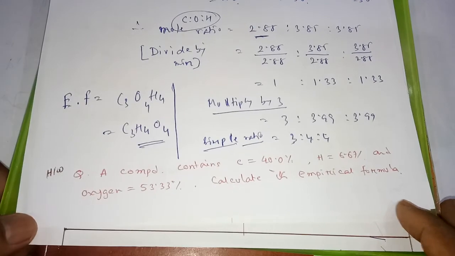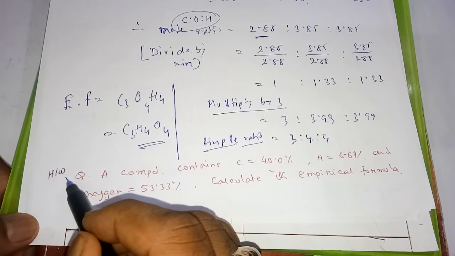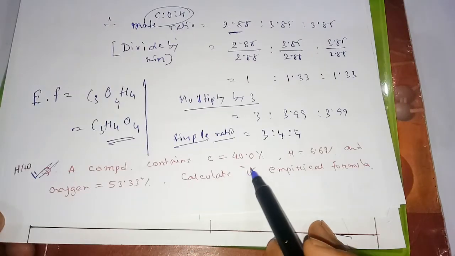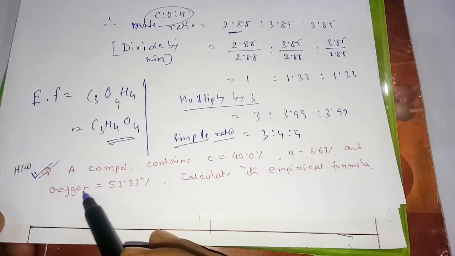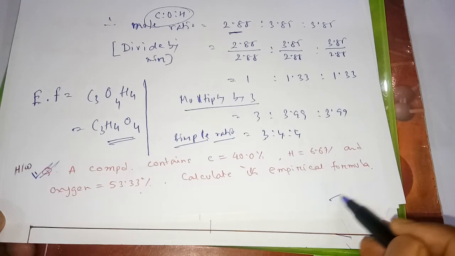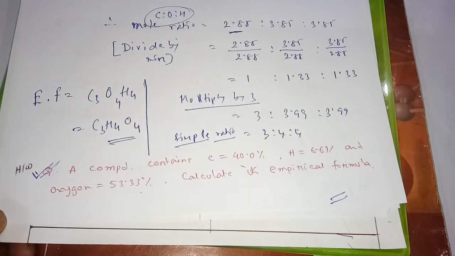Now students, this problem you have to do at home. A compound contains carbon this percent, hydrogen this percent and oxygen this much. Calculate its empirical formula. So that is what we have for today.